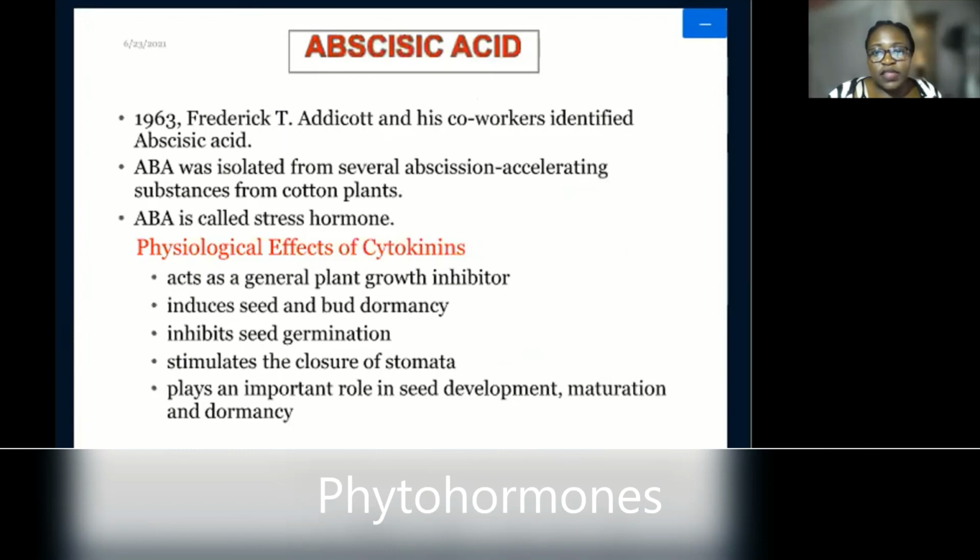And the other one is what we call abscisic acid that was discovered quite early by Frederick and his co-workers. And it was isolated from several abscission accelerating substances from cotton plants. And it is usually referred to as a stress hormone. So usually it acts as a general plant growth inhibitor, okay? And it will induce seed dormancy. It will inhibit the germination of seeds. It will stimulate closure of stomata. And once they close, it means photosynthesis is reduced or will no longer be there. And of course, it plays an important role in seed development, maturity, and dormancy.